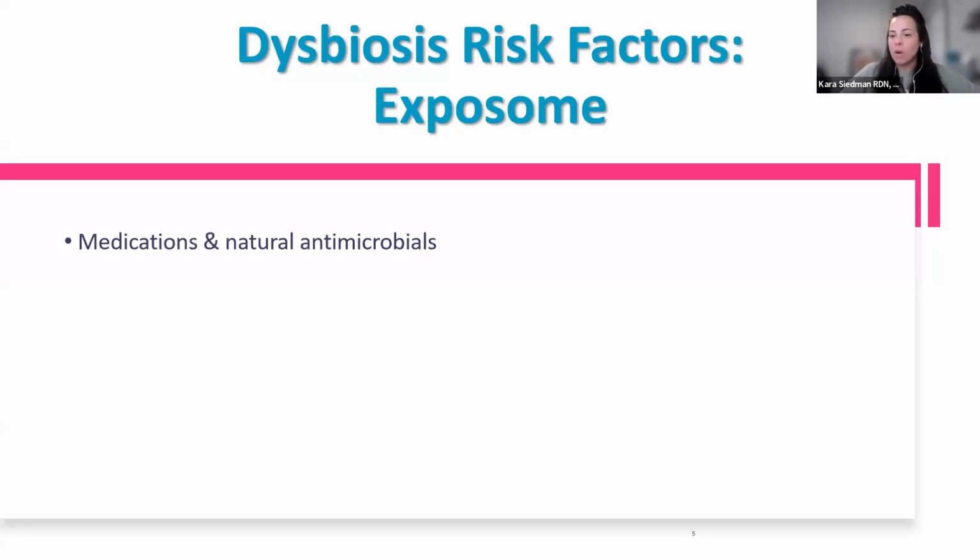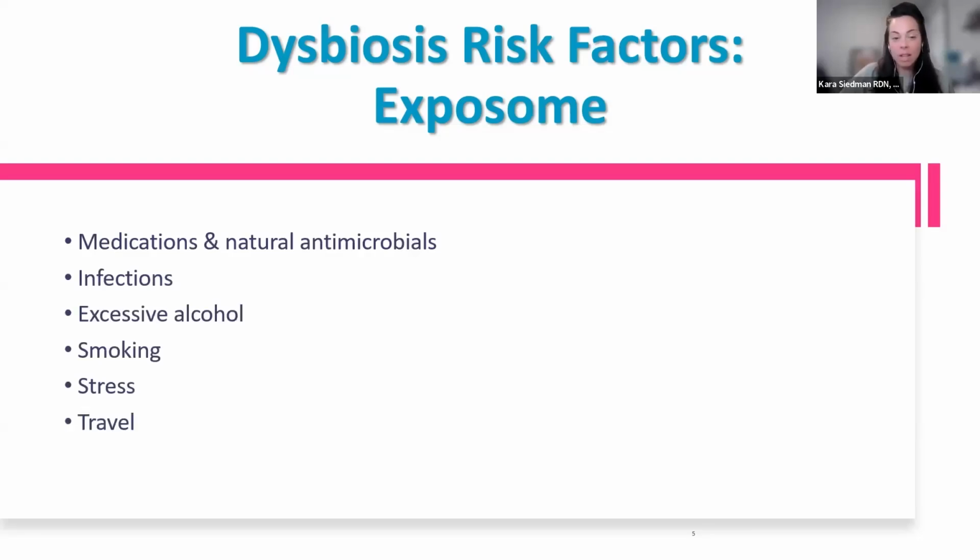And the exposome are all the things that we can be exposed to that can influence the microbiome and play a role in the overall resiliency of the microbiome. So medications and natural antimicrobials, infections, lots of alcohol and smoking and stress, right? Travel. These are things that a lot of us deal with in our own life.